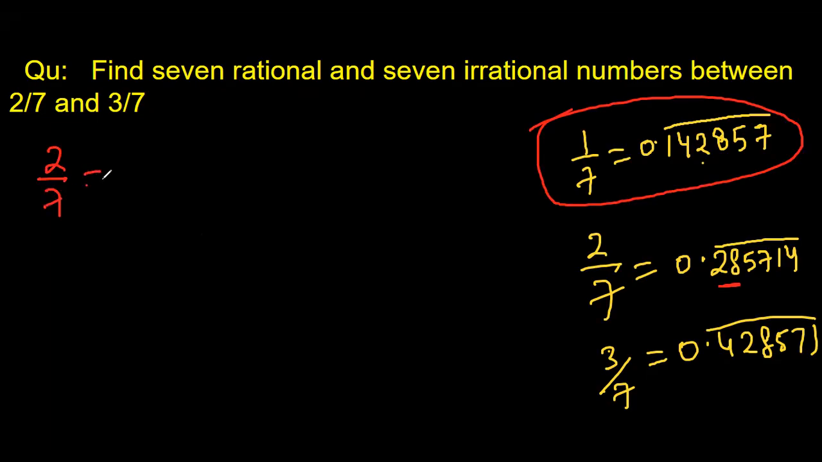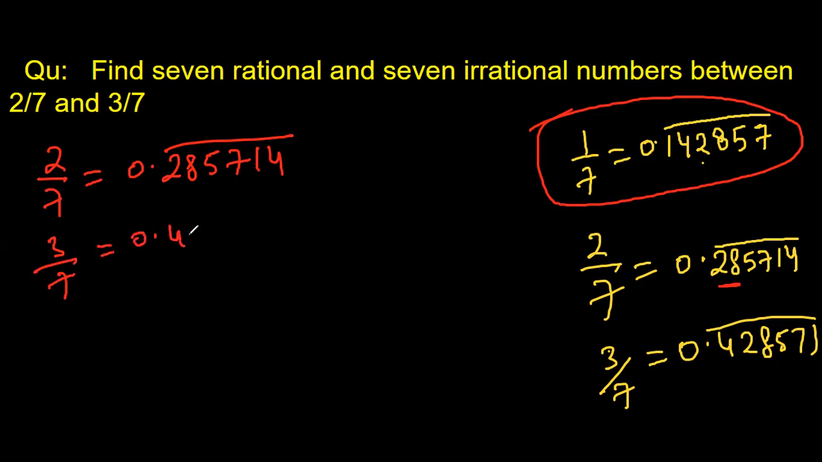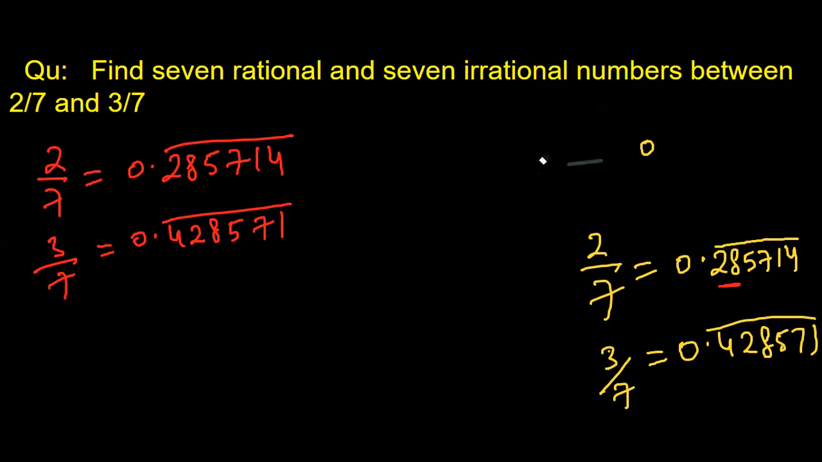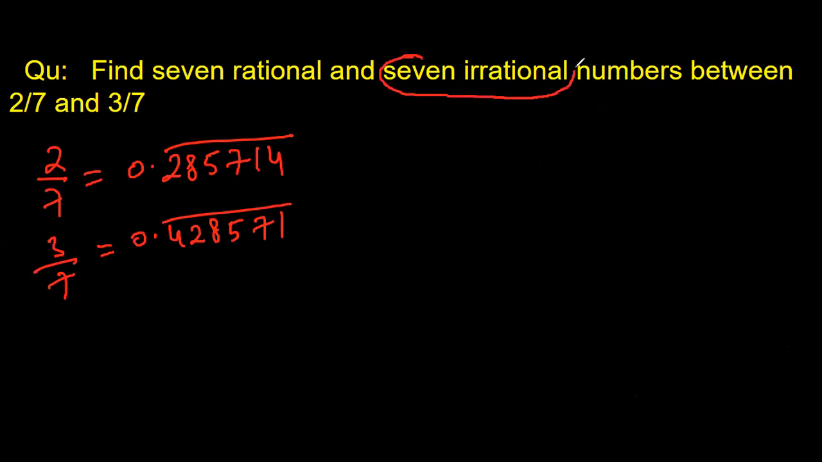2 by 7 is equal to 0.285714, and 3 by 7 is equal to 0.428571. Okay, now they are asking for 7 rational and 7 irrational numbers. Okay, so 7 irrational, here it is.